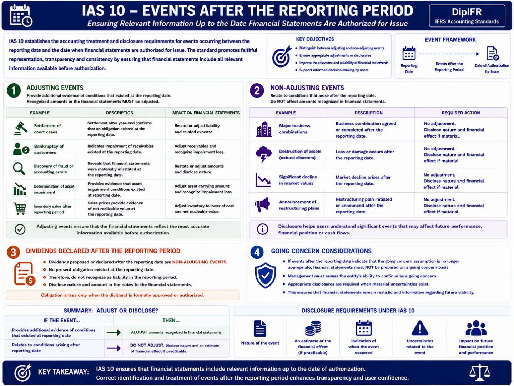By separating adjusting and non-adjusting events, the standard ensures that financial statements reflect relevant year-end conditions while also informing users about significant subsequent developments. Adjusting events improve the accuracy and reliability of reported figures, while disclosure of material non-adjusting events enhances transparency and decision usefulness. The standard also reinforces critical accounting principles such as going concern and faithful representation.